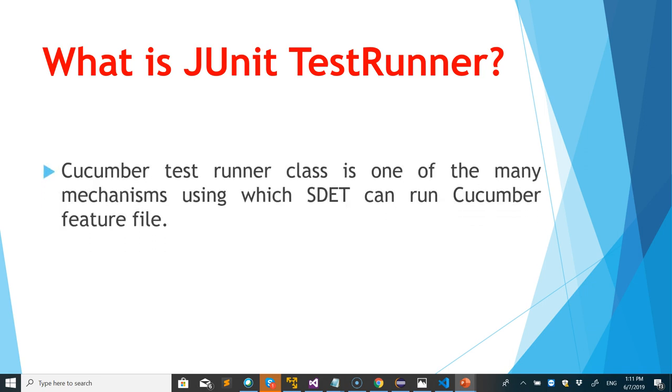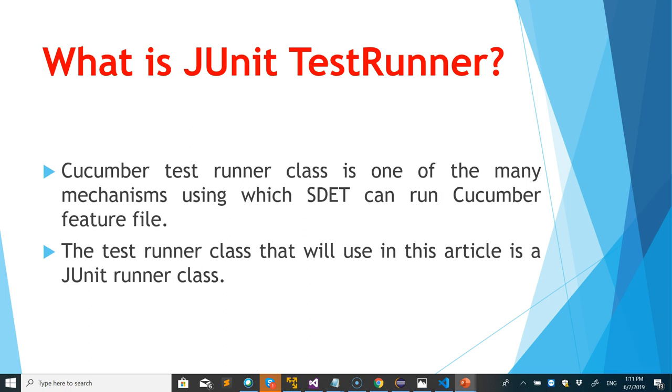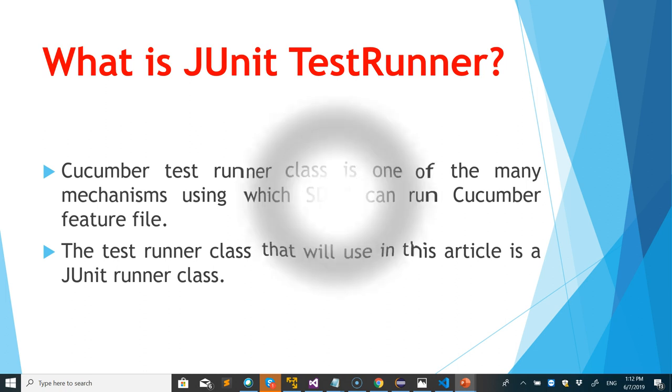Excuse me. Cucumber Test Runner class is one of the many mechanisms using which software development engineers in test can run a Cucumber feature file. Now, the test runner class from JUnit that we will use in this project, in our tutorial, is a JUnit runner class, but some people do it with TestNG. We are going to do it with the JUnit test runner class.